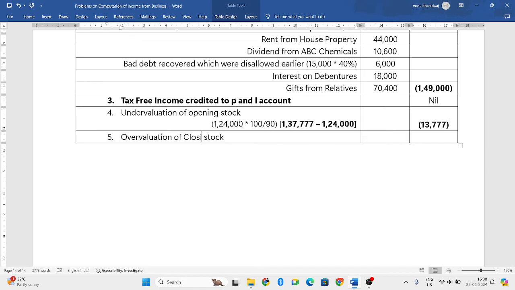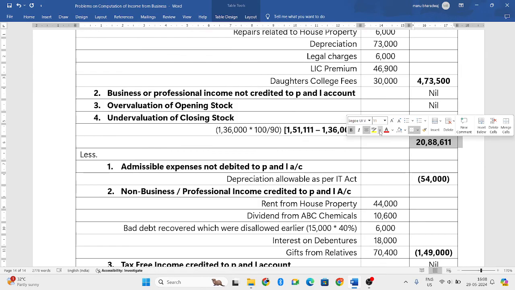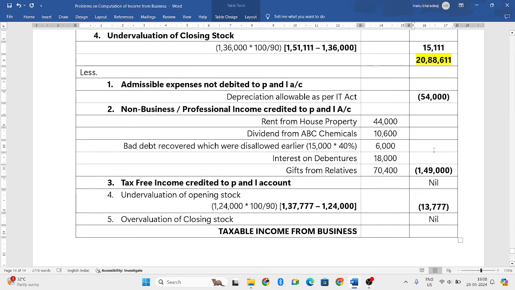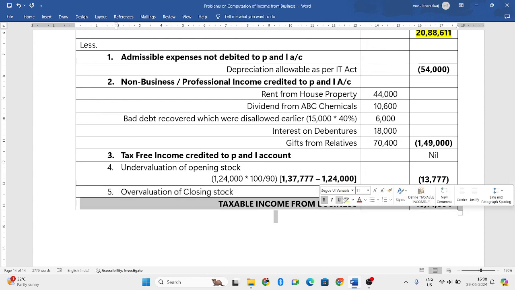Next, overvaluation of closing stock. There is nothing like that, so we'll write it as nil. Now if you add everything, we get taxable income from business. So here the total we had is 20 lakh 88,611 minus 54,000 minus 1,49,000 minus 13,777, which will give us an answer of 18 lakh 71,834. This is the taxable income from business.